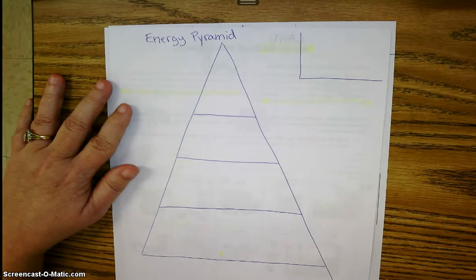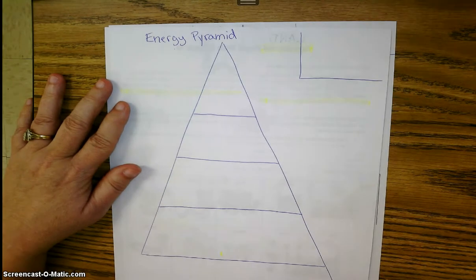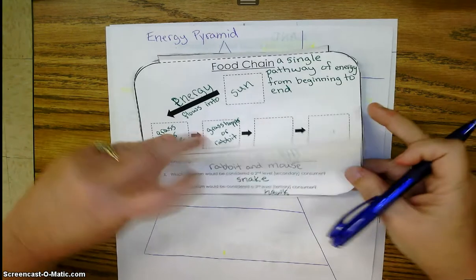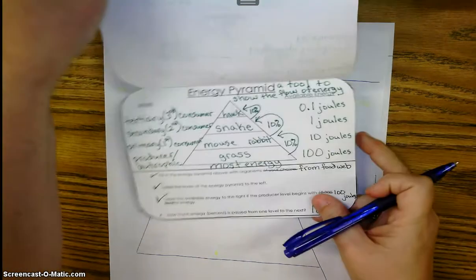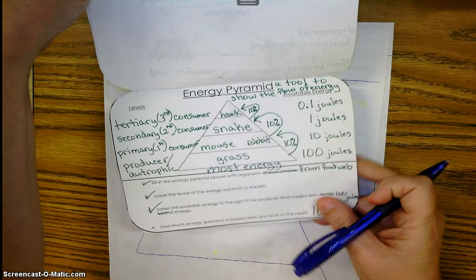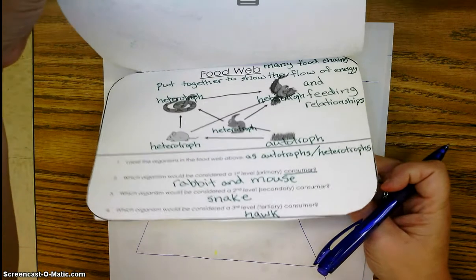We made one of these. It's in your notes, I believe, on page, I don't know, maybe 60 or 61. Energy pyramid. You can use your notes when you're doing this. Okay, that's what an energy pyramid looks like. That's what a food web looks like.